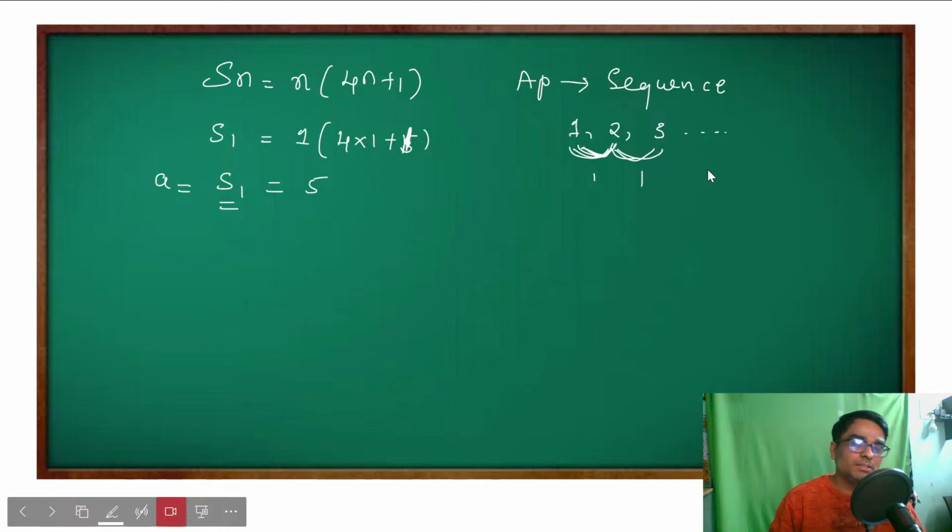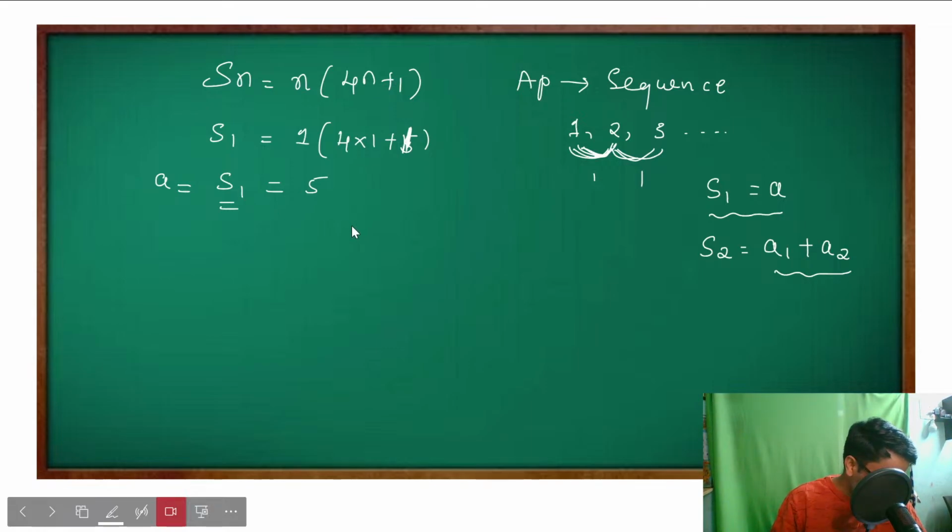What is the relation between Sn and the first term? They both are equal. What is the relation for S2? What is S2 equal to? S2 is equal to the addition of the first and second terms. This is one formula like this. So now S1 is 5, means the first term is 5. A is 5. We got that.